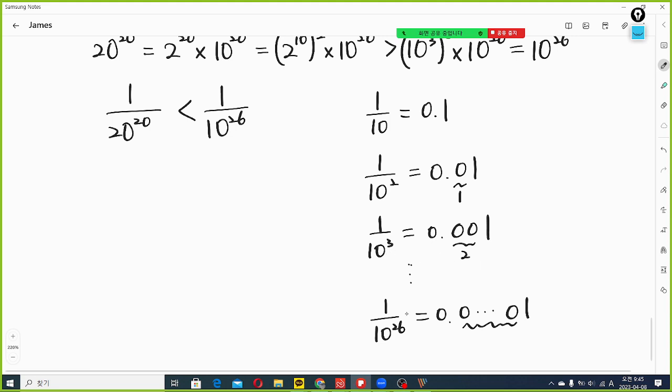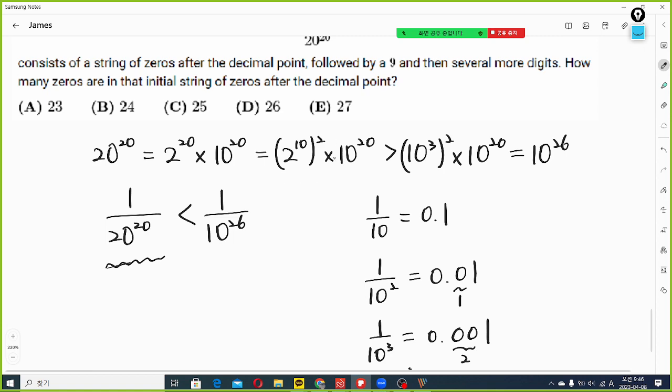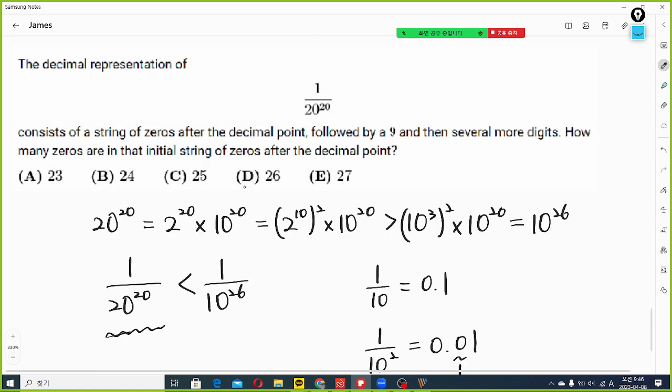We are subtracting 1 from this exponent, so there will be 25 zeros before the first non-zero number in this decimal. But because the fraction we want is less than 1 over 10 to the 26th power, that means there should be one more zero after 25. So the number of zeros in this fraction will be 26. So the answer is D.